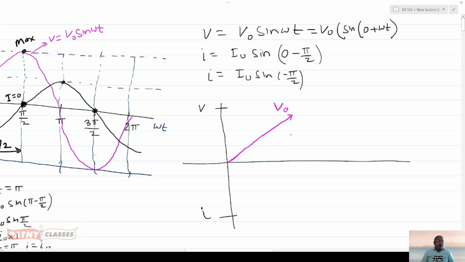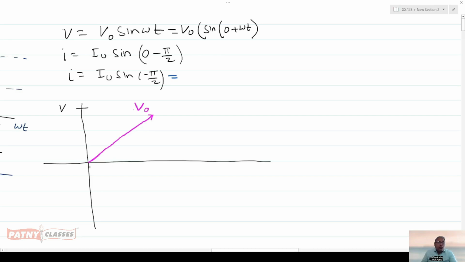Now, how to draw for current? We can draw the phasor diagram for current. Current is given by I equals I naught sine, which can be written as 0 minus pi by 2. That means minus pi by 2 away from 0, and the voltage was omega t away from 0. So this was the angle omega t. And for the current, suppose this is I, and the maximum value of the current is I naught. This is the vector diagram, the phasor, for current. So this value is I naught.